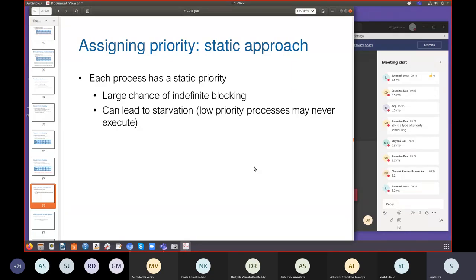Who decides it? Now understand that there are two broad approaches. One approach is assigning a static priority value to a process. This is what we saw in the example. So a process will have the same static priority value throughout its lifetime. The other mechanism can be that the priority of a process varies.